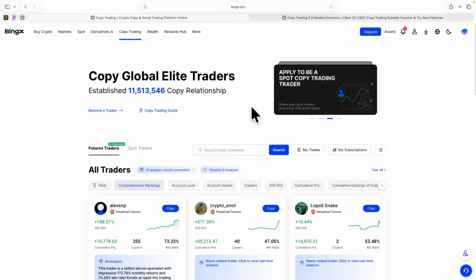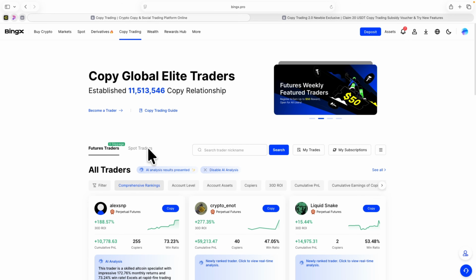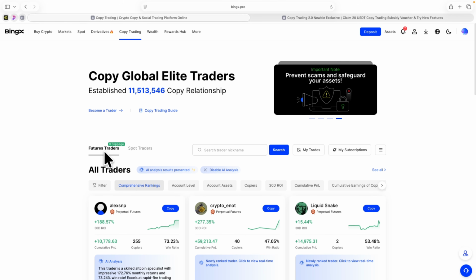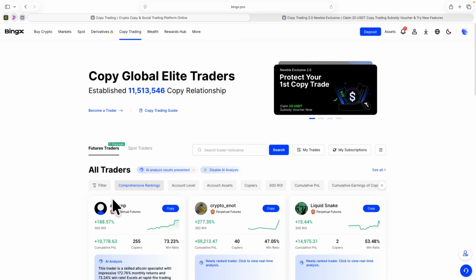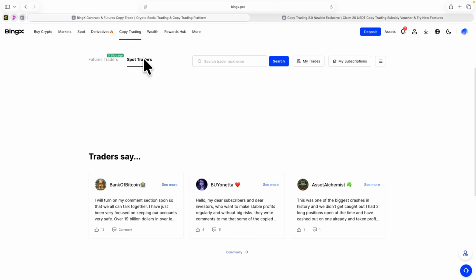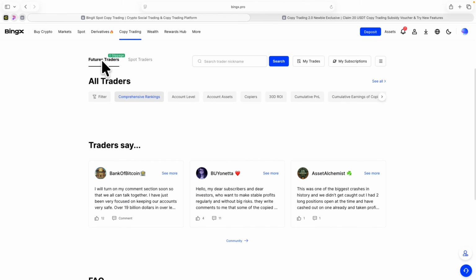So now you actually want to copy a trader. Now, the first thing you see here is where you have futures traders and you have spot traders. So what this means is that if you click on futures traders, it will show you the traders that you can copy for futures trades. And if you click on spot traders, it will show you the list of traders that you can copy for spot trades. I hope you understand. So for this video, I'll be showing you the step-by-step guide to copy a trader for futures trades and for spot trades. So let's start with futures trades right here.